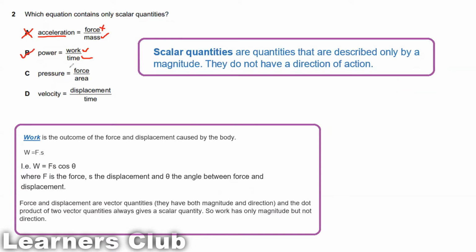Let's check option C. Again, there is a force, which is a vector quantity. So the option C is not the answer. Option D, displacement. Displacement is a vector quantity, for which we consider the magnitude as well as the direction. So D is not the option. Therefore, the answer is B.